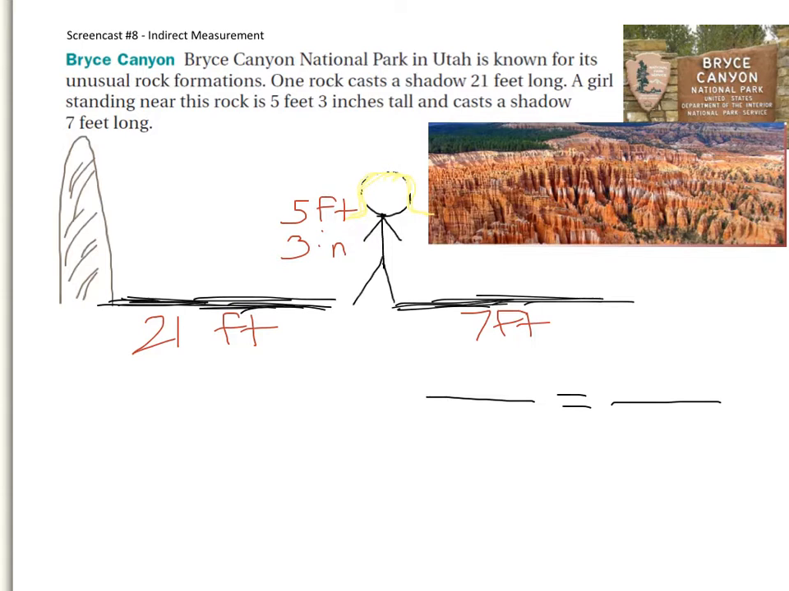But before we do that, one thing you have to understand whenever you're using indirect measurement is that all of your units need to be in the same unit. Yes, we are all talking about distances, lengths in feet and inches. However, 21 feet is only in feet. 7 feet is only in feet. 5 feet 3 inches, we want to convert into only feet. In other words, we need to represent 5 feet 3 inches as a decimal.